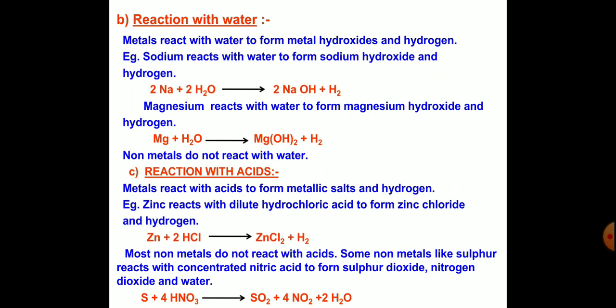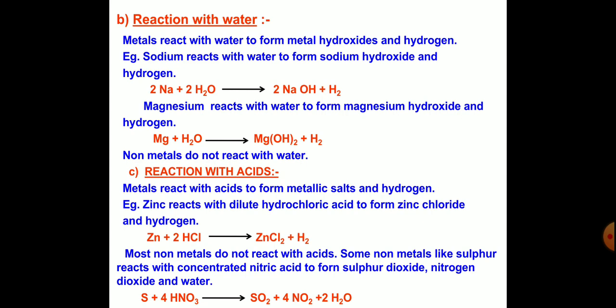When a metal reacts with cold water or hot water, they produce metal hydroxide. What do they produce? Metal hydroxide along with the evolution of hydrogen gas. Remember, when a metal reacts with cold water or hot water, they produce metal hydroxide along with the evolution of hydrogen gas. Whereas when a metal reacts with steam, which is the gaseous form of water, it forms metal oxide, not hydroxide.